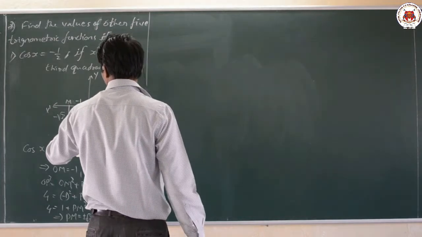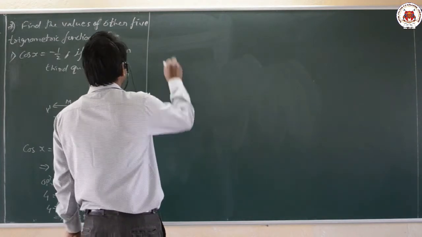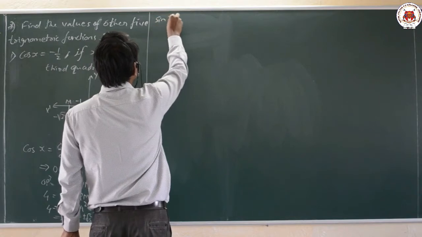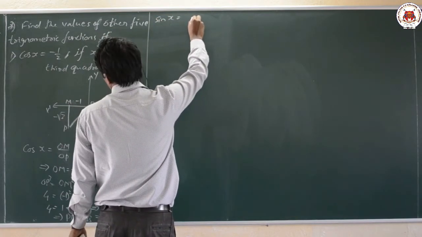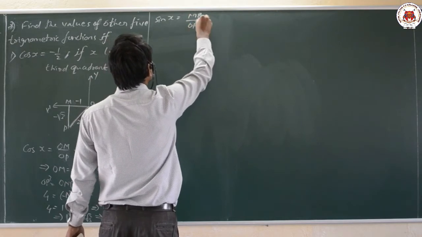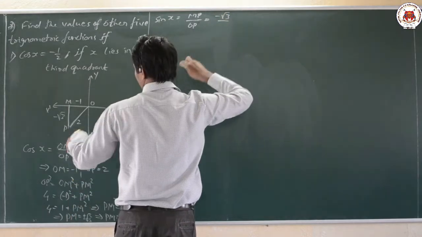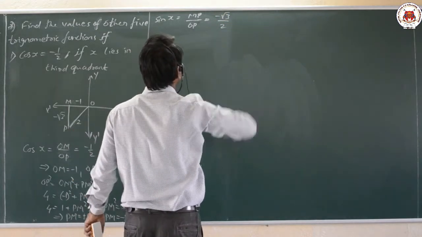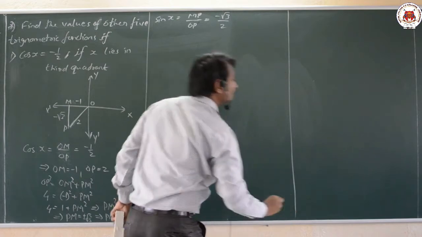We got the values for OP, then MP and then OM here. Now the remaining values: sin x. Sin x means what? That is opposite by hypotenuse. What is the opposite here? That is nothing but MP divided by OP. Now what is the MP value? That is nothing but minus root 3 divided by 2. That is your sin x, dear friends. It is nothing but our sin x value.